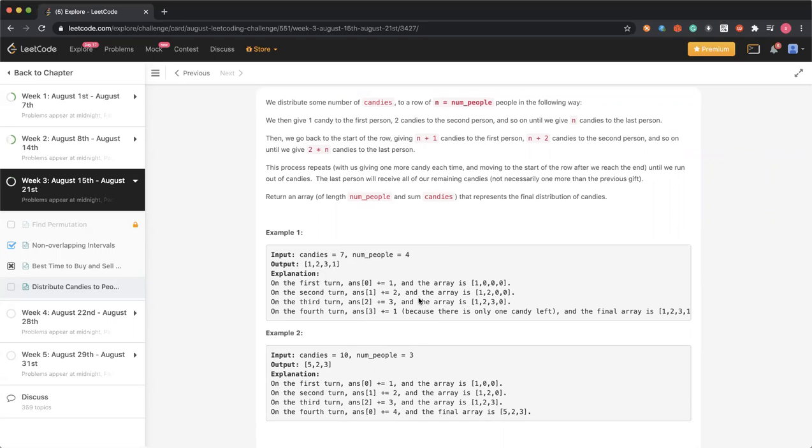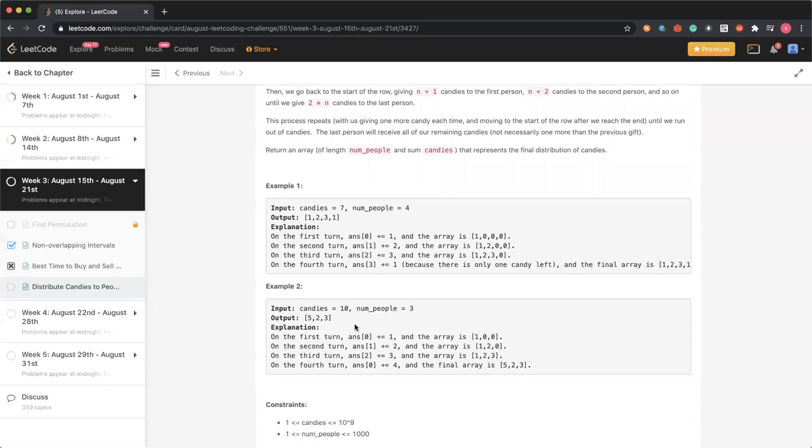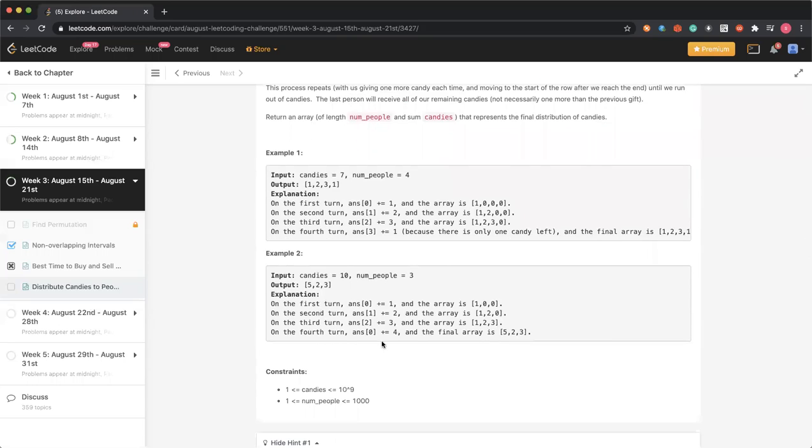So there are 4 people and 7 candies. The first person will be given 1, the second person will be given 2, the third person will be given 3, and as the candies left over are 1, we'll give the leftover candy to the last person. The next example is 3 people and 10 candies.